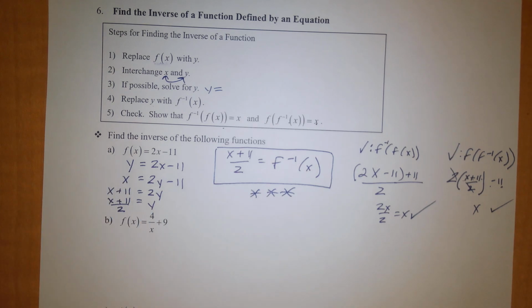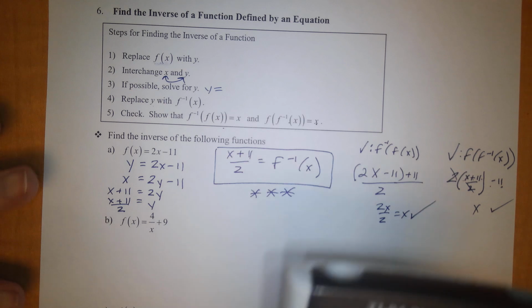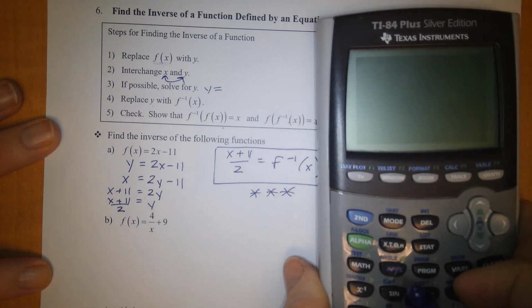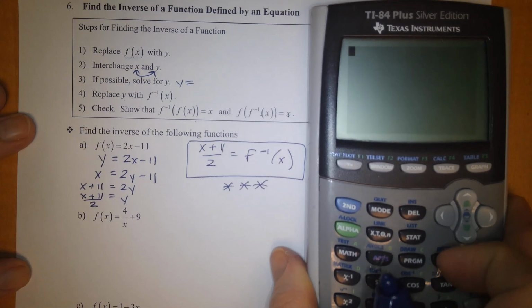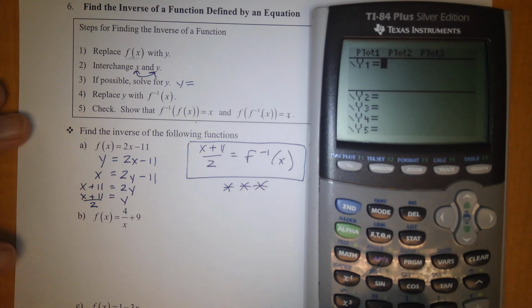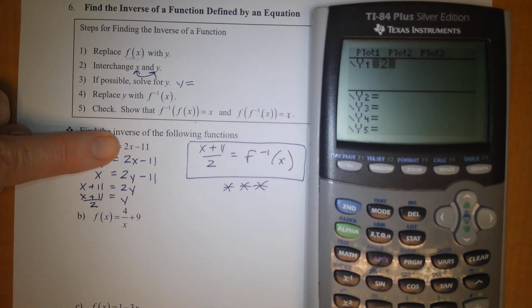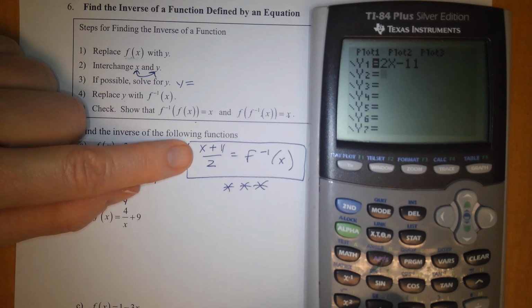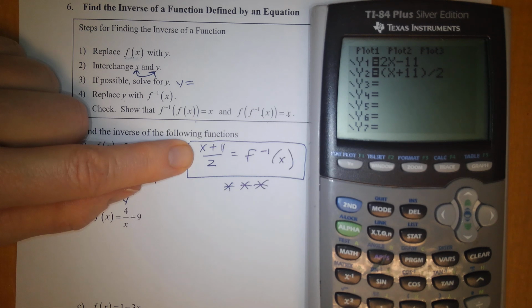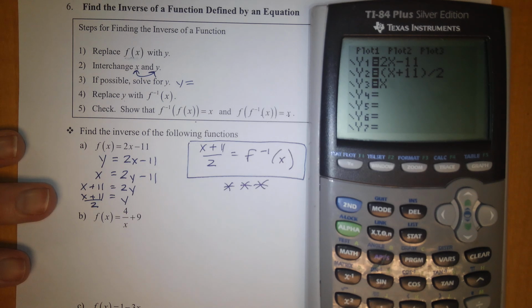Again, if you wanted to graph these, you could graph them on the same set of axes, and you'll see that they will be inverses of each other. Let me show you what the graph of these would look like. So let's plot first 2x minus 11. Let's also plot x plus 11 divided by 2. And then lastly, I'm also going to graph y equals x, which is the line of symmetry.